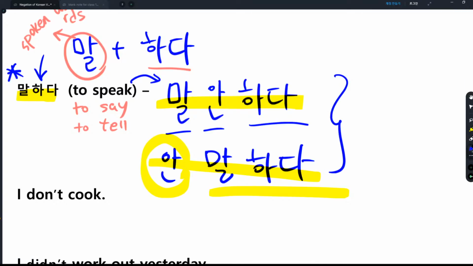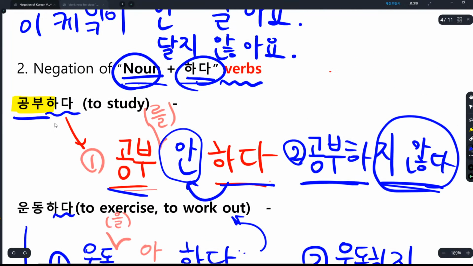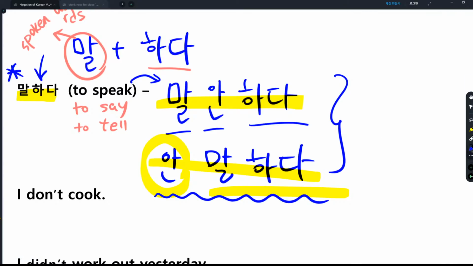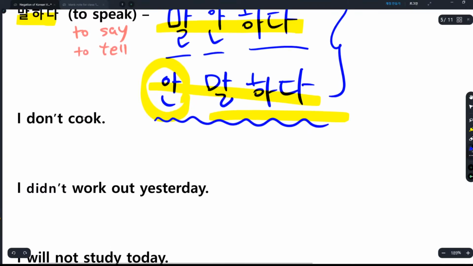So this is one of the very, very few examples. Most noun plus 하다 combinations, guys, follow this rule. You separate the noun and 하다. But 말하다 is a very rare exception, guys. So just in case you come across 안 말하다 someday and you go like, oh, this is not like what I learned, you might get confused, right? So I'm mentioning this just in case you get confused in the future, but this is the rare exception, guys.